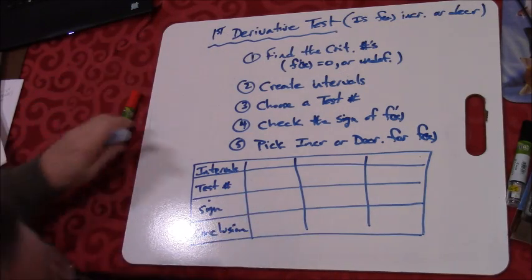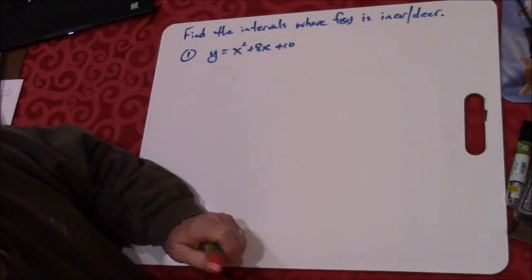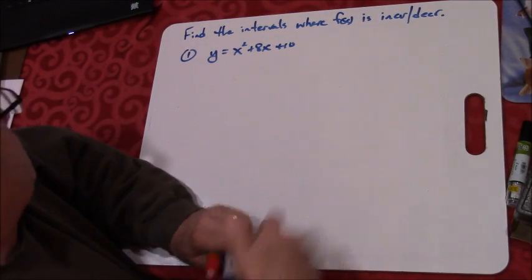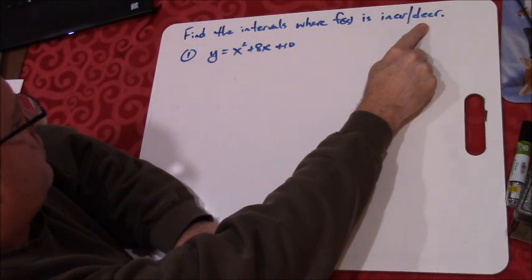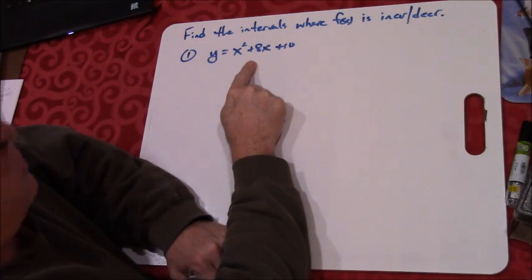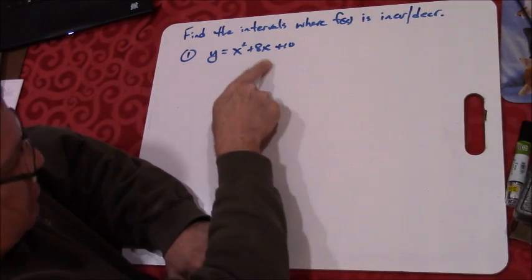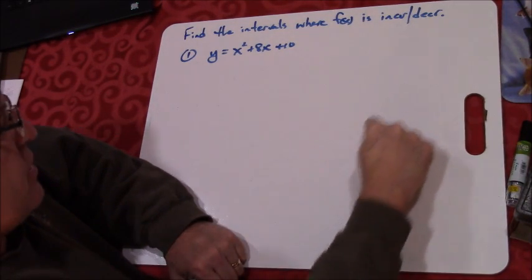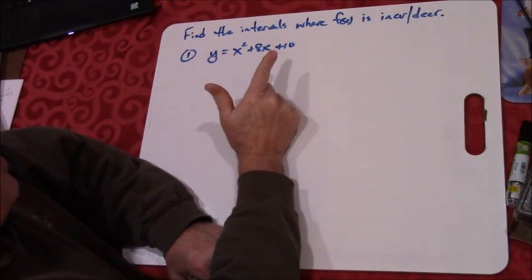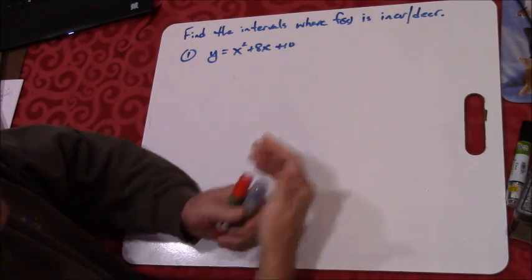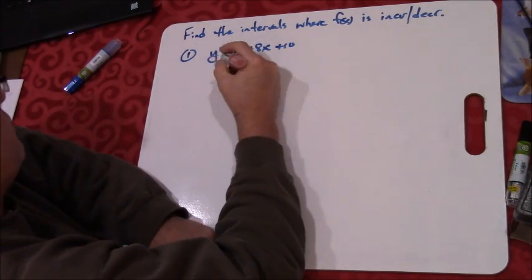All right, let's do a practice problem. All right, so we'll start with something easy here. They're asking us to find the intervals where f of x is either increasing or decreasing. Now, when you guys look at this function, we all know what this looks like, right? It's a parabola. And so it's going to be decreasing down to the vertex and then increasing after that. So I kind of already know what the answer looks like, but I want to get used to this procedure, okay? So first thing I need to do is I need to take the derivative.